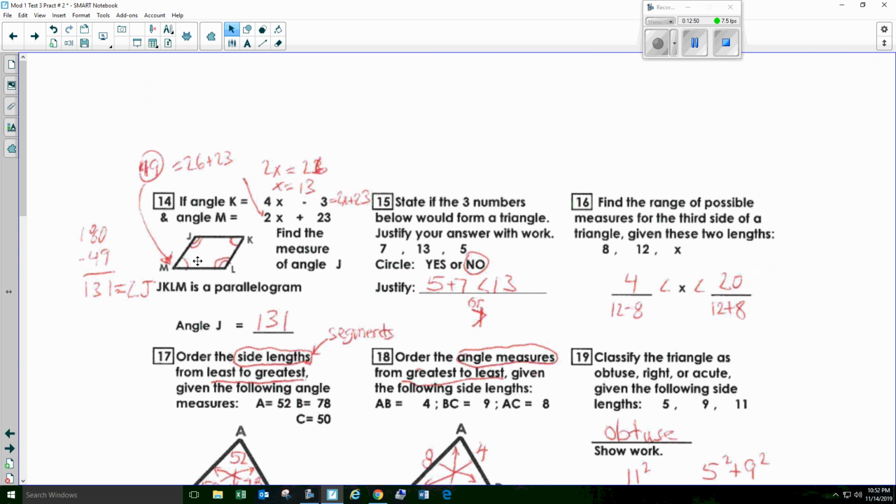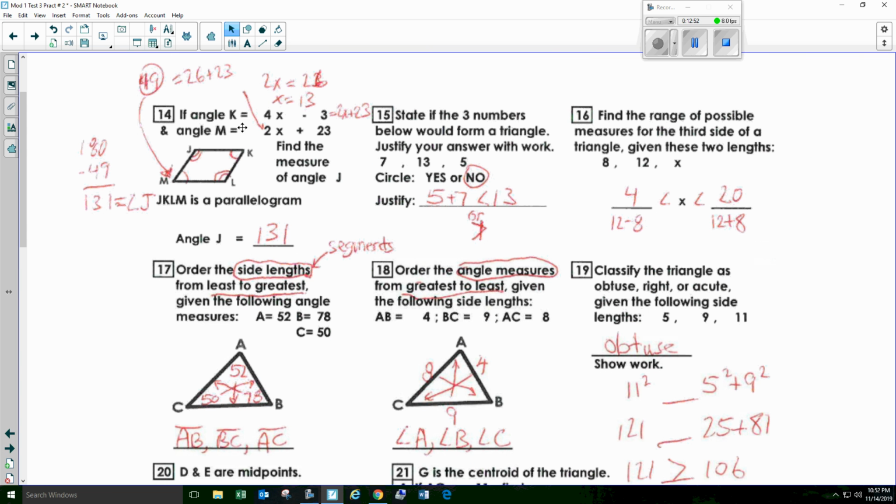All right, next one, 14. Again, we have a parallelogram right here, so we know opposite angles are congruent. So they gave me angles K and M, so I know that those have to be congruent. Set them equal to each other. Then that's the only geometry part of that. Now it's pre-algebra, 7th grade math from there. Okay, solve for X, you get X equals 13. Okay, did it ask for X? No, it didn't. It asked for angle J.